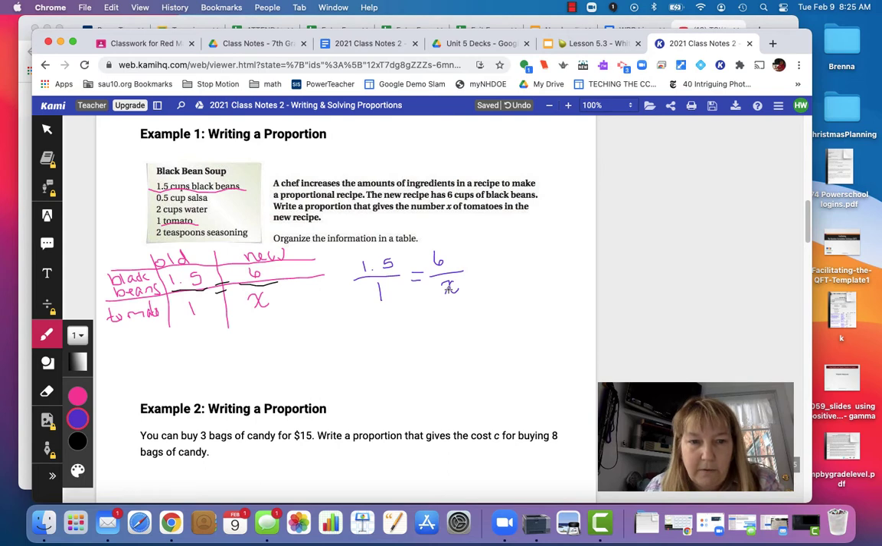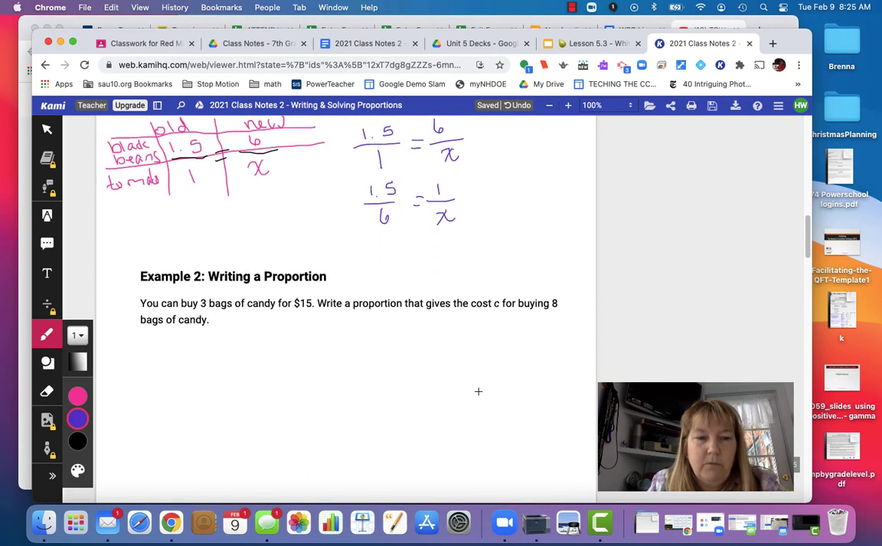You could also write it a different way. Remember, I said you could compare 1.5 to 6. So we're comparing black beans to black beans. And now we're going to make sure that this is old and old. So 1 tomato to an unknown amount of tomatoes. Remember, you can check to see whether or not the cross product is the same. Now 1.5 times x, and 6 times 1. So those two proportions would actually result in the same thing. So you could write it in either way.